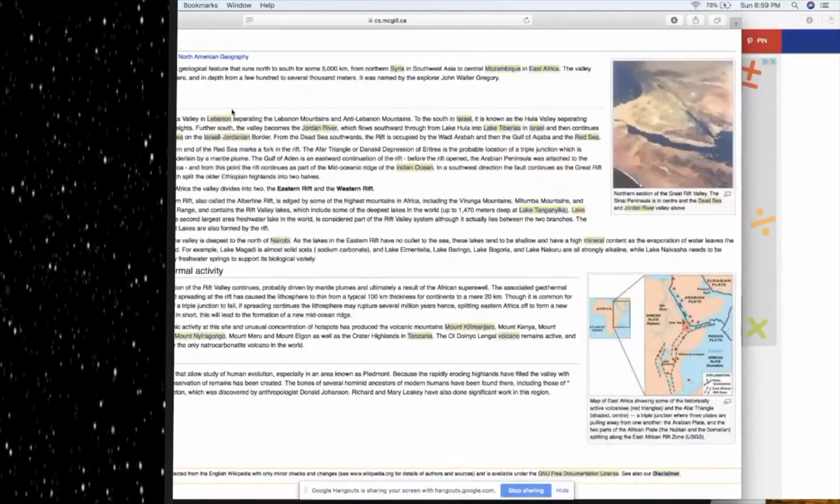All right, the Great Rift Valley is a vast geographical and geological feature that runs north to south for some 5,000 kilometers from northern Syria and southwest Asia to central Mozambique and East Africa. The valley varies in width from 30 to 100 kilometers and in depth from a few hundred to several thousand meters. It is named by the explorer John Walter Gregory. All right. So this Great Rift Valley goes almost 5,000 kilometers into the earth. You understand what I'm saying? So this lake is laying on top of it.